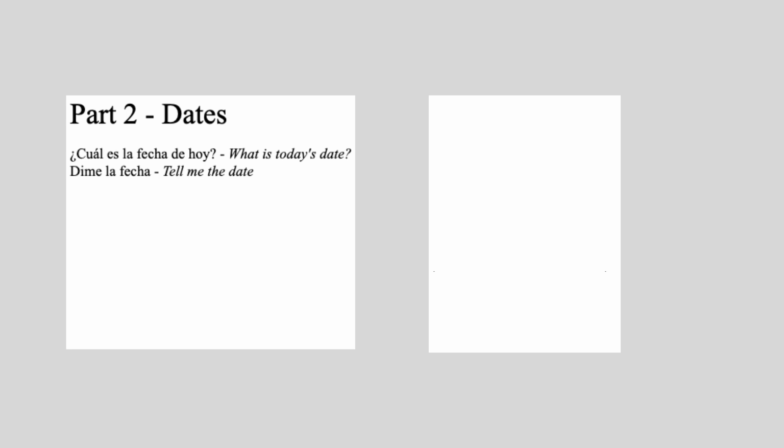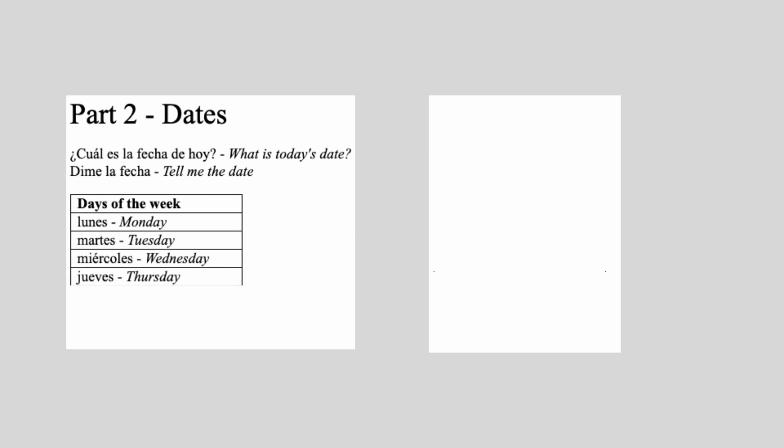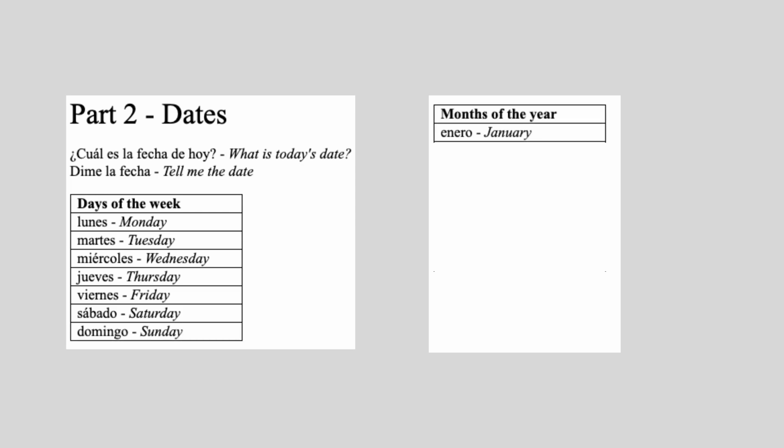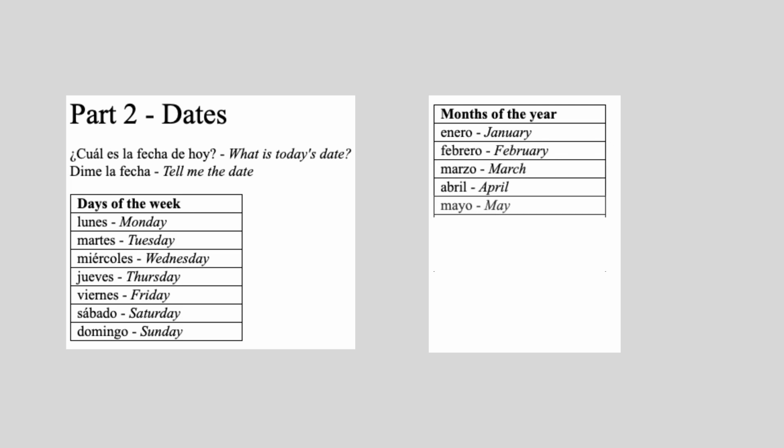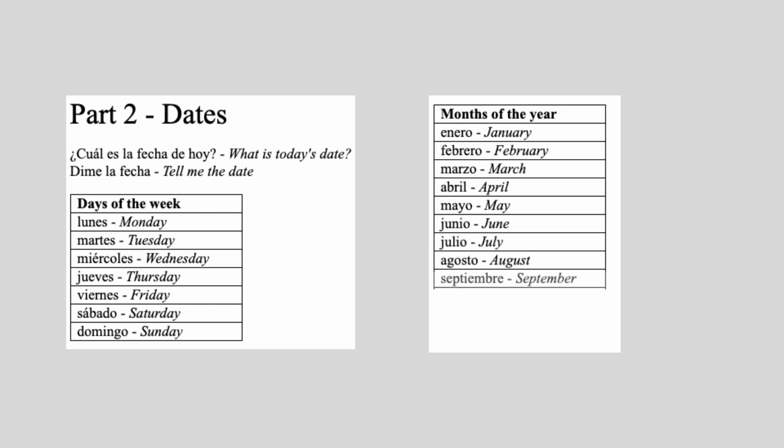¿Cuál es la fecha de hoy? What is today's date? Dime la fecha. Tell me the date. You should know the days of the week. Lunes, martes, miércoles, jueves, viernes, sábado, domingo. And the months. Enero, febrero, marzo, abril, mayo, junio, julio, agosto, septiembre, octubre, noviembre, diciembre.